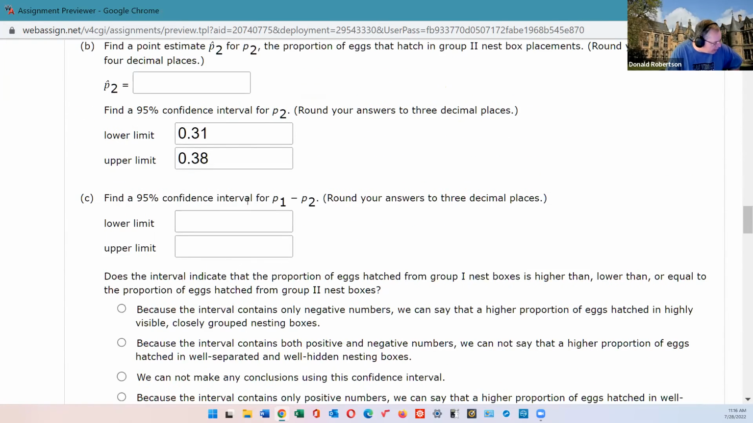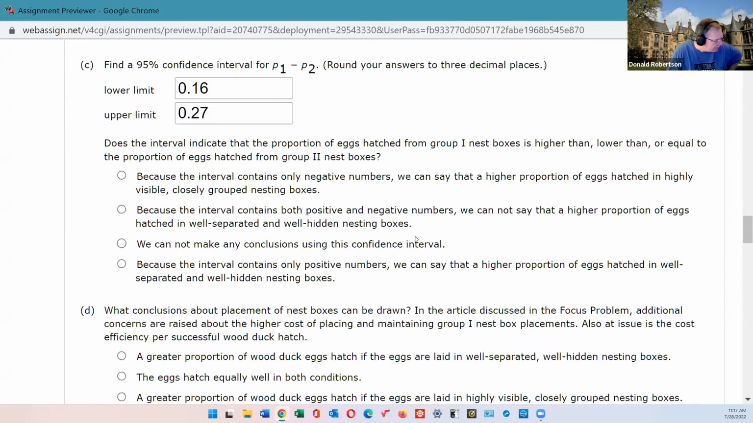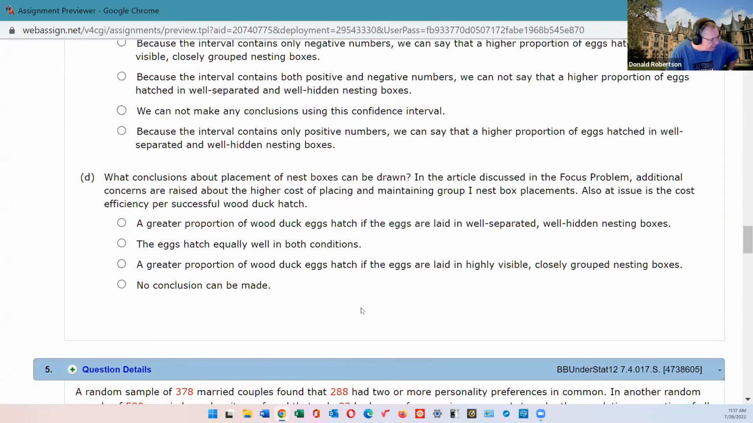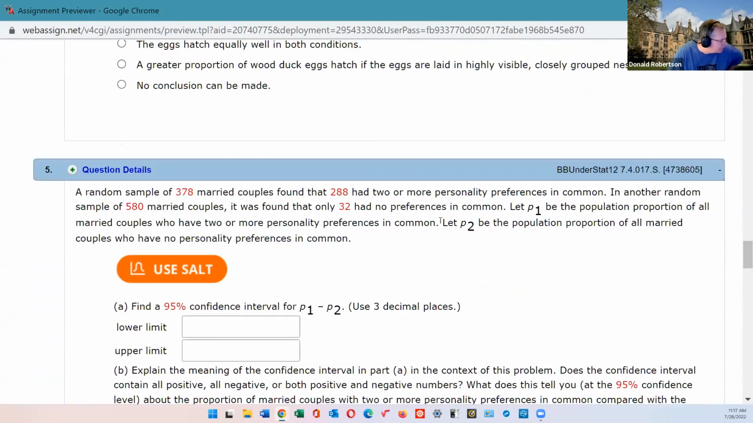Now, if you do a combination, the difference between the two groups, the lower limit ended up being 16 and the upper limit ends up being 27. And all of these are positive numbers, right? Every single one of these differences represents a positive number. So that must mean that this is positive, which in turn means that the first group was more successful than the second. So you pick the sentence that basically does that.